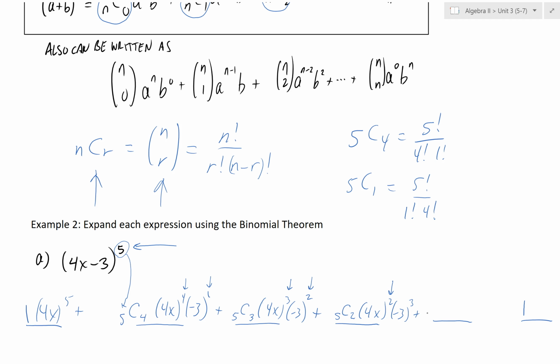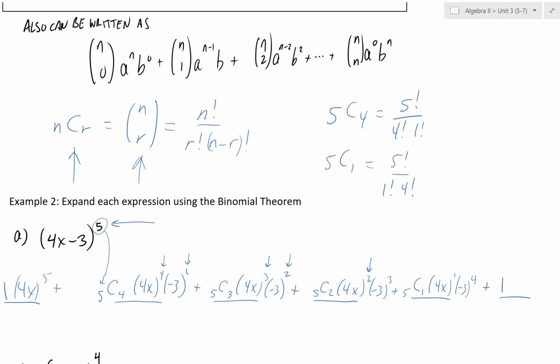And then continuing on, this will be 5 choose 1, (4x) to the first power, (-3) to the fourth power. And our last term is going to be (-3) to the fifth power.